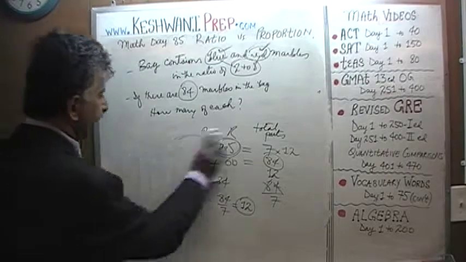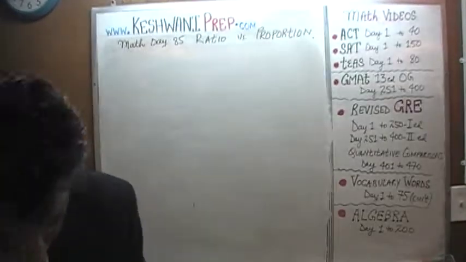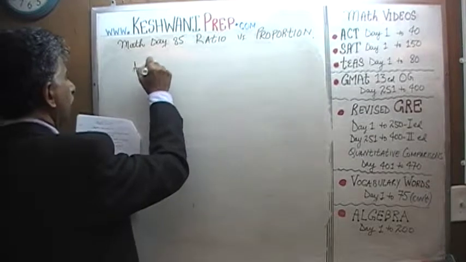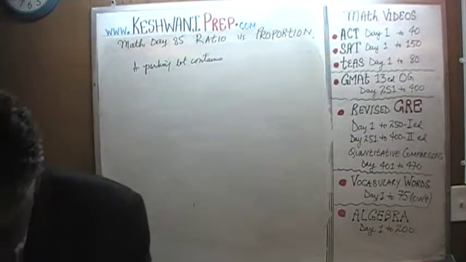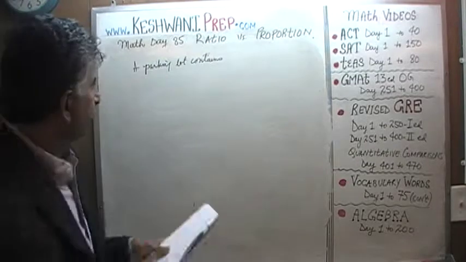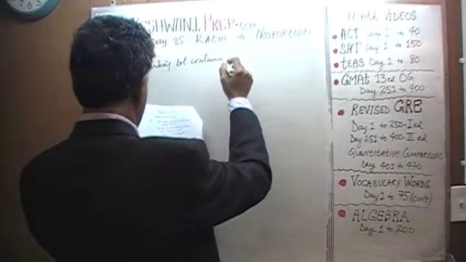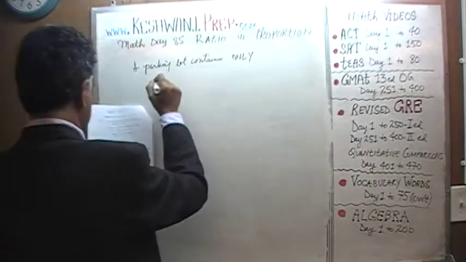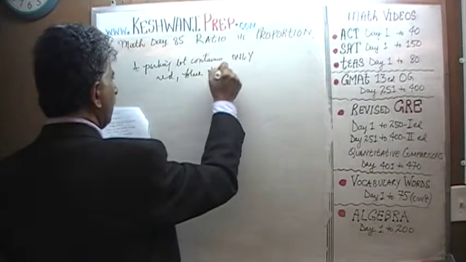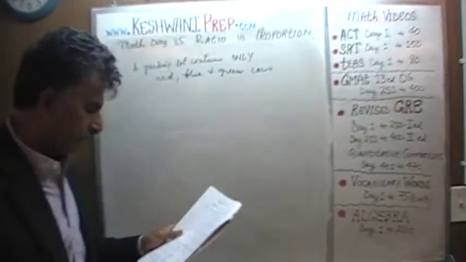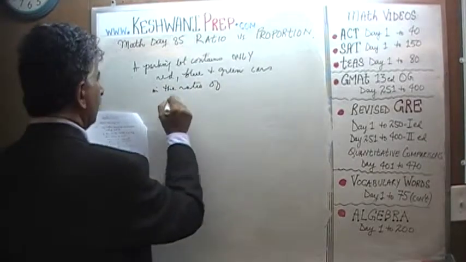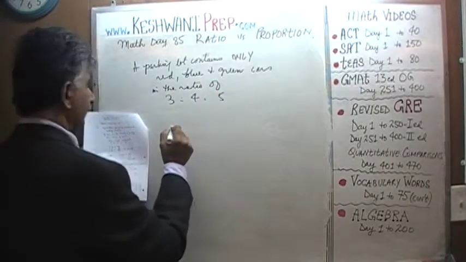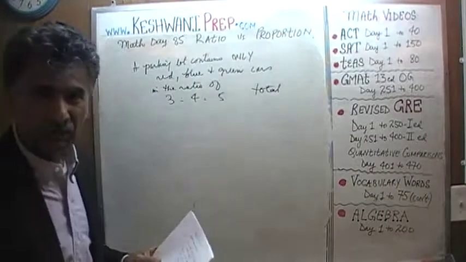Let's do one more. We are told that the parking lot contains only red, blue, and green cars in the ratio of 3 to 4 to 5. I'm not going to write down the whole thing on the blackboard to save time.